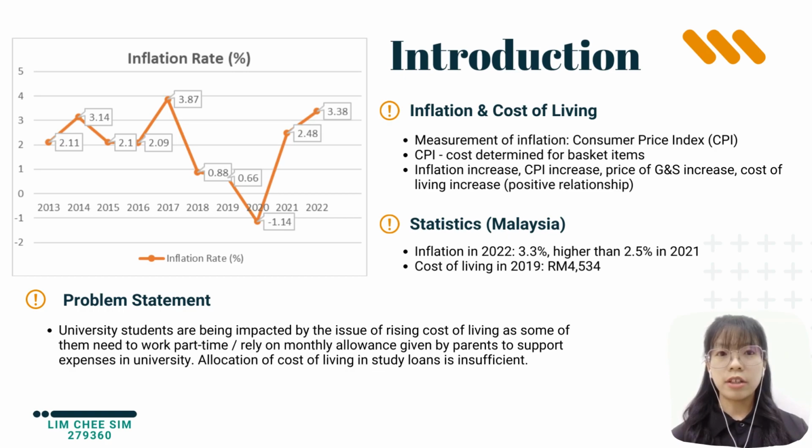In our research, we have raised the issue of inflation and cost of living. Inflation can be referred to as an overall increase in price or even an increase in the cost of living. It is measured using the Consumer Price Index (CPI), which is the cost determined for a basket of items. Theoretically, inflation and cost of living are directly related. According to statistics in the Malaysian context, inflation in 2022 is 3.3%, which is higher than 2.5% in 2021. While in 2019, the Malaysian cost of living is 4,534 ringgit.